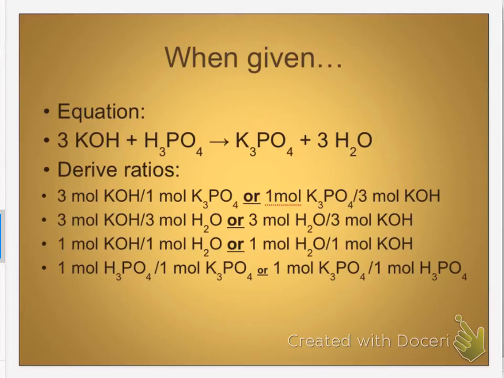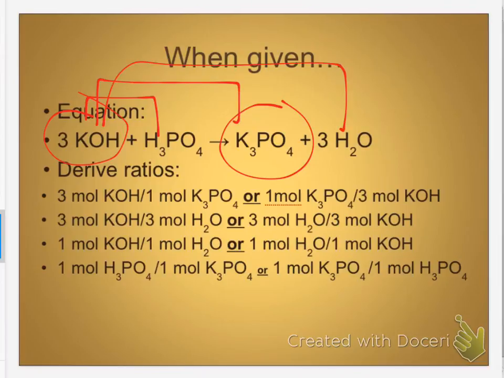For every 1 mole of potassium phosphate we want to produce, we're going to need 3 moles of potassium hydroxide. So every single one of these ratios goes in both directions. Does that make sense?